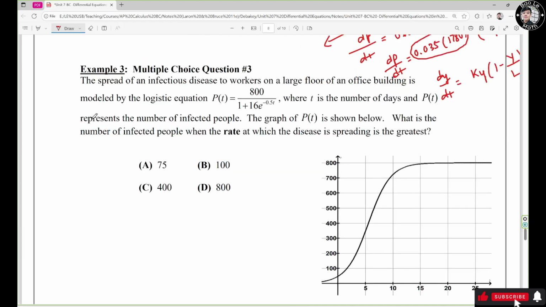Now, let's take a look at example number 3. The spread of an infectious disease to workers on a large floor of an office building is modeled by the logistic equation P of t equals 800 over 1 plus 16 times e raised to the negative 0.5t, where t is the number of days and P of t represents the number of infected people. The graph of P of t is shown below. What is the number of infected people when the rate at which the disease is spreading is the greatest?